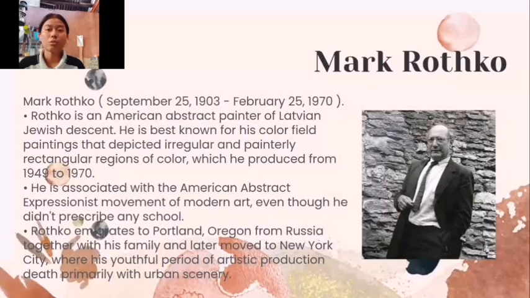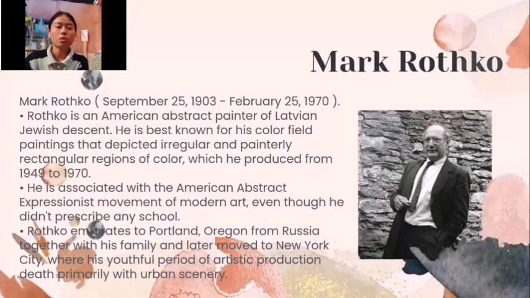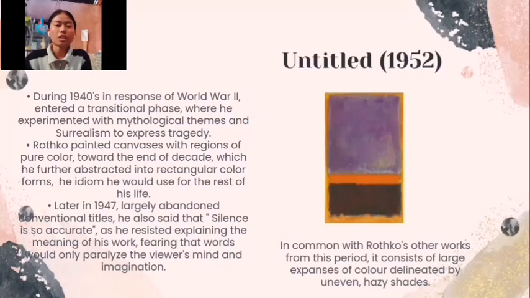Rothko emigrated to Portland, Oregon from Russia together with his family, and later moved to New York City, where his youthful period of artistic production dealt primarily with urban scenery. During the 1940s, in response to World War II, he entered a transitional phase where he experimented with mythological themes and surrealism to express tragedy.